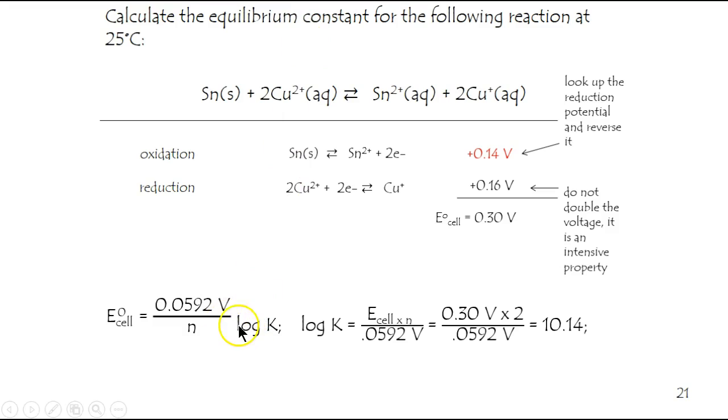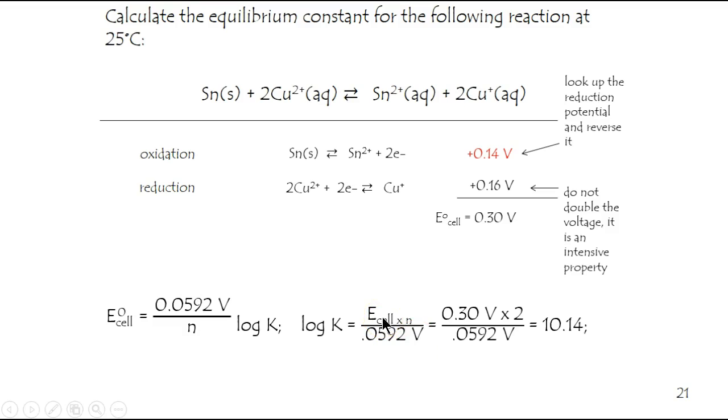So why don't we separate this into log K equals and get this part of it over on the other side. We do that by multiplying both sides by the inverse, so it'll cancel on this side and flip over on this side. And there it is, flipped over, right? Log of K is equal to E of the cell, and flip that over, n is on top. 0.0592 is on the bottom.